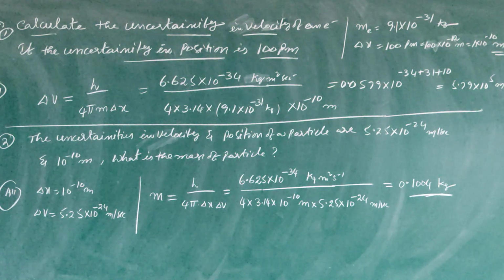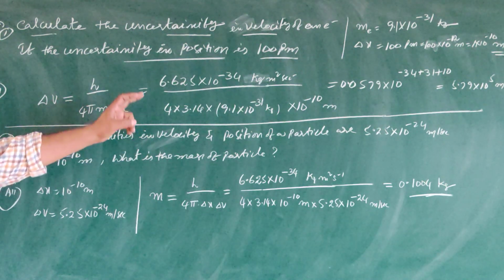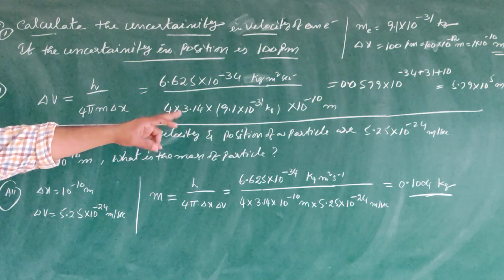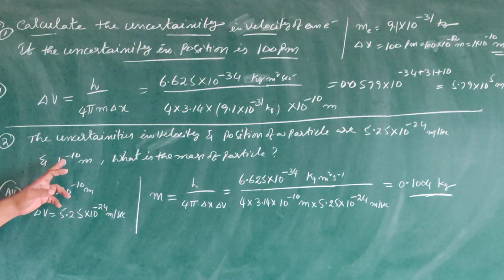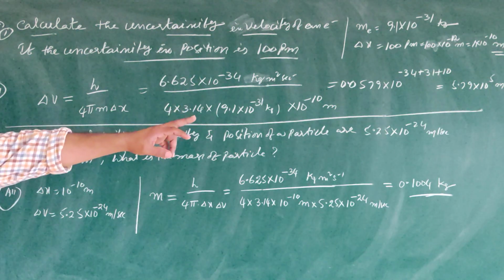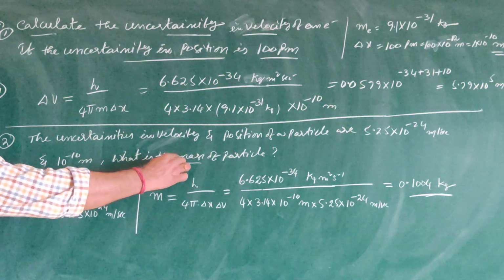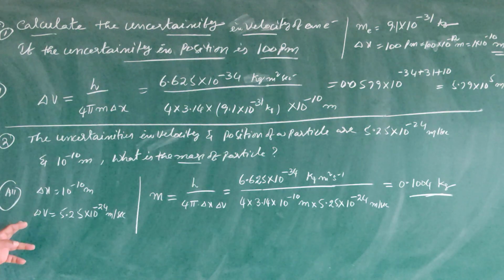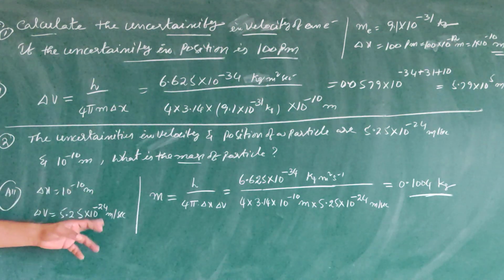Next one, second question. The uncertainties in velocity and position of a particle are 5.25 into 10 power minus 24 meters per second and 10 power minus 10 meters. This 10 power minus 10 meters refers to position, and that 5.25 into 10 power minus 24 meters per second refers to velocity. But they are asking about the mass of the particle. If delta x is equal to 10 power minus 10 meters, delta v is equal to 5.25 into 10 power minus 24 meters per second. Both are in the same system.